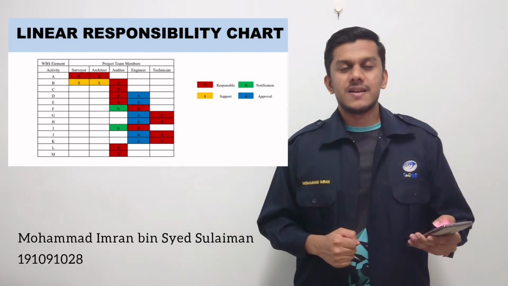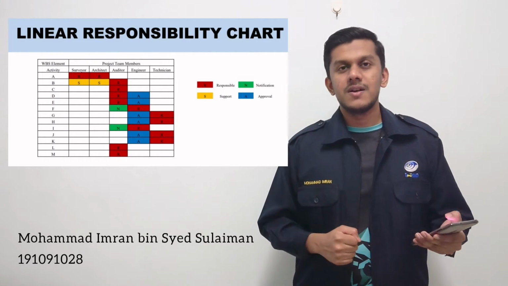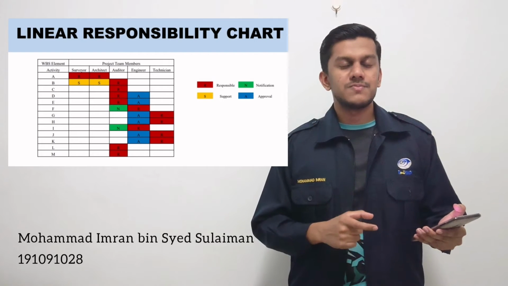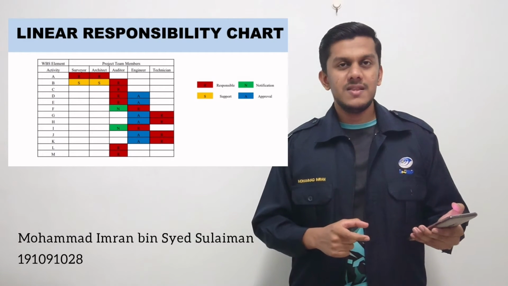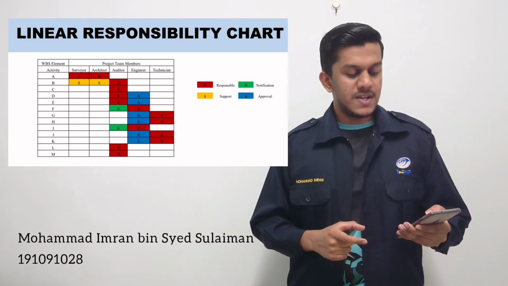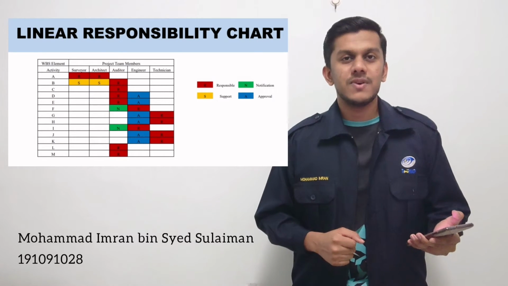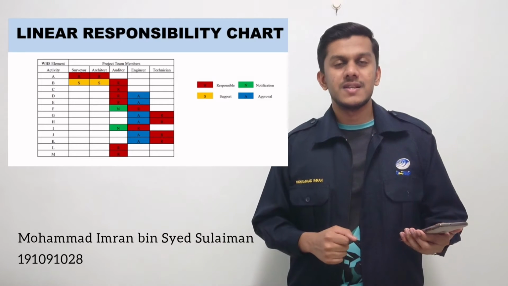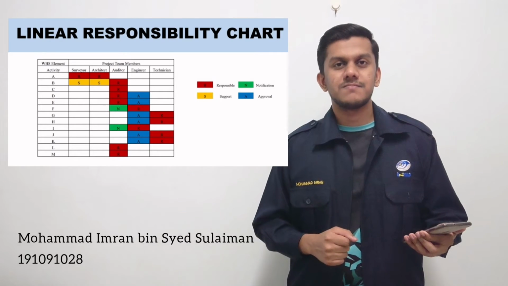The linear responsibility chart is to confirm which team member is responsible for the activity. This is to avoid confusion between team members. For example, the engineer is the one who is responsible for the no cost and low cost measures.